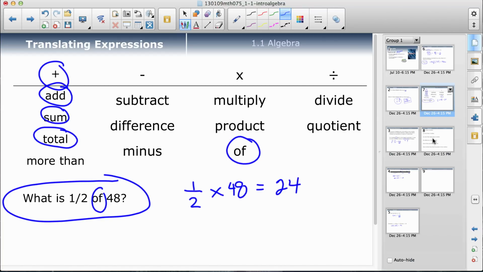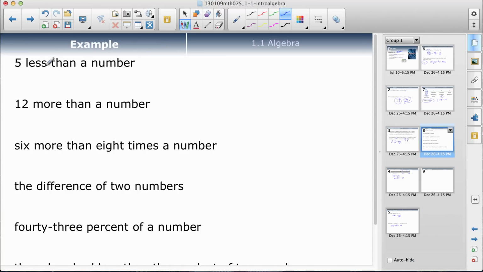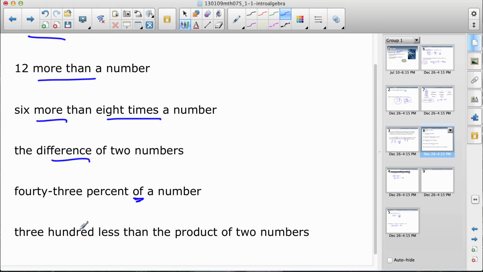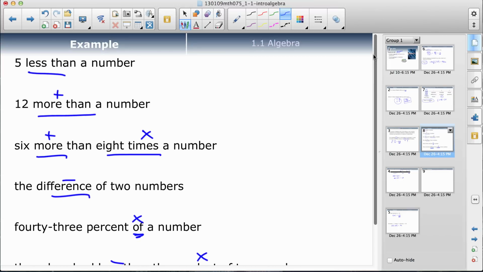Let's try a couple more, and let's look for those keywords. Less than, more than, 6 more than 8 times a number. The difference, 43% of a number. 300 less than the product, that's times. Less than, subtract. This would be a times. The difference, subtract. More, add. Times, that would be multiply. More than, that would be add. Less than, that has to be subtract.